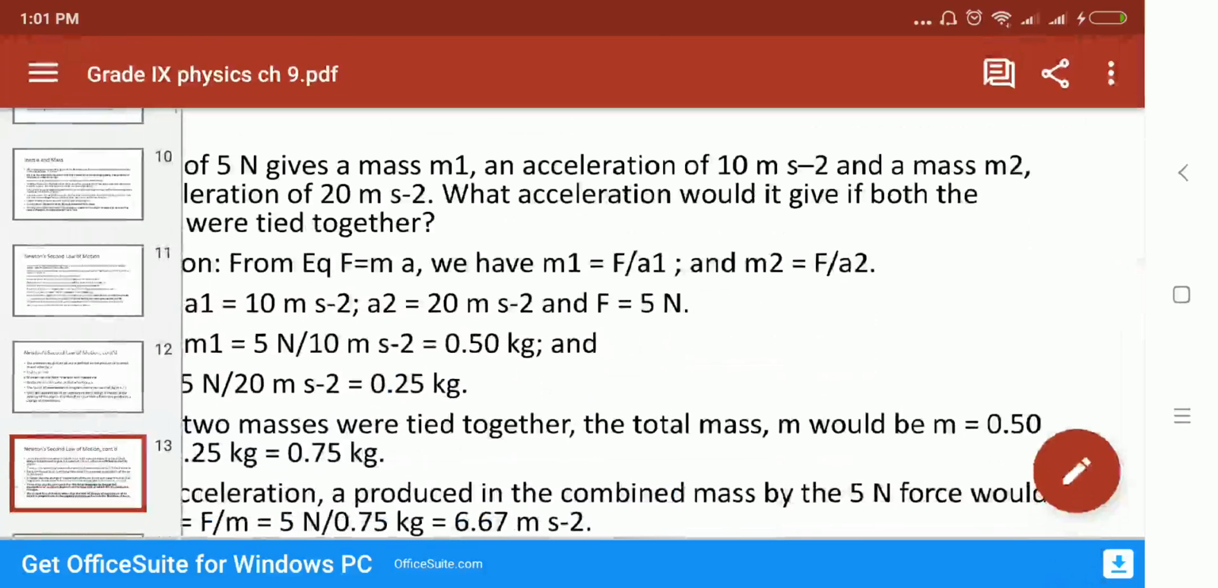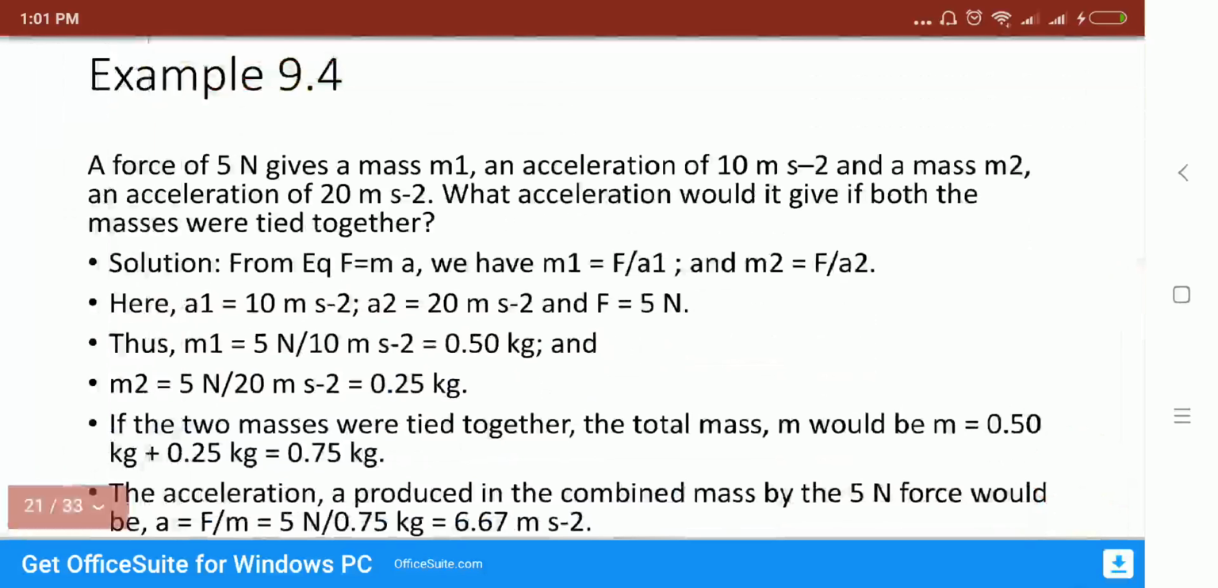Another example: a force of 5 Newton gives a mass m1 an acceleration of 10 meter per second square, and a mass m2 an acceleration of 20 meter per second square. What acceleration would it give if both the masses were tied together? So here force is given, two different objects are there, the same force is applied, so they get different accelerations. Mass m1 gets acceleration 10 meter per second square and m2 gets 20 meter per second square. So different masses are there, m1 and m2.